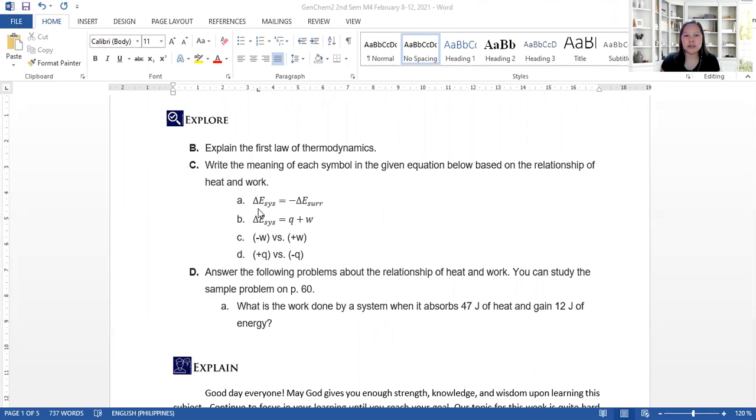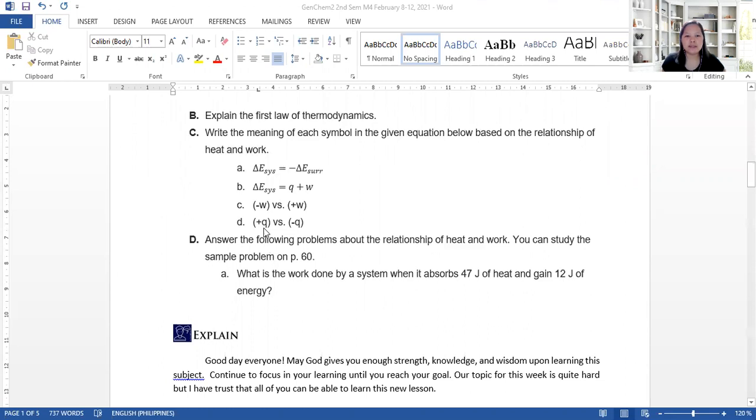So what is the meaning of delta E system equals negative delta E surroundings? Okay, and then the equation or the formula for delta E system, the change in energy of the system. So what is this system? You will be learning that later. So the Q is symbolized as heat, and then W is for work. All right. And then negative W, what is the meaning of that versus positive W, or negative work versus positive work. And then positive heat versus negative heat.